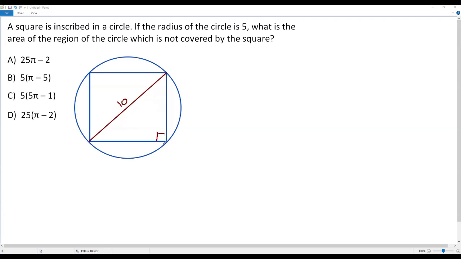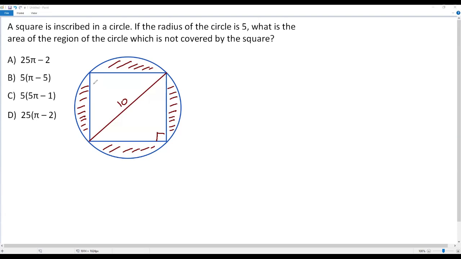Let me draw it. So our aim is to find the area of the region of the circle which is not covered by the square. First, let me shade the region of the circle which is not covered by the square. Okay, let me finish shading. Here we'll have shading, and here we'll have shading. Here I have shaded the region of the circle which is not covered by the square. So now my aim is to get the area of the shaded region.